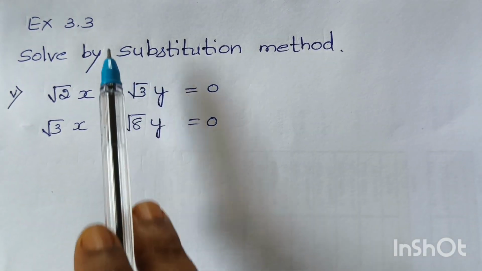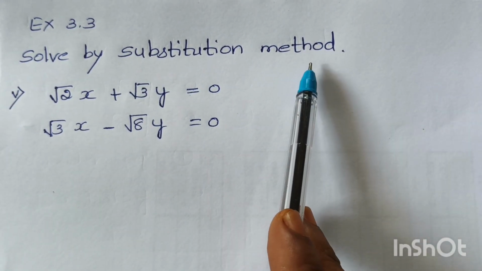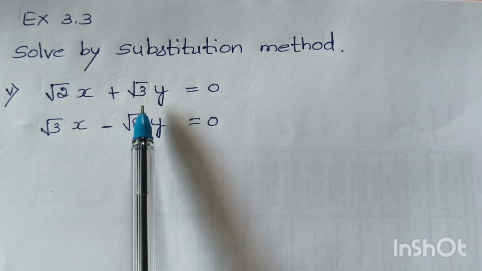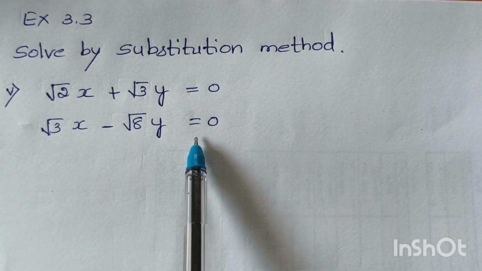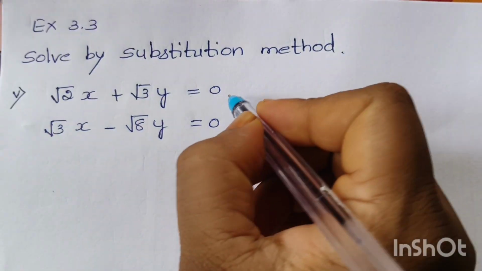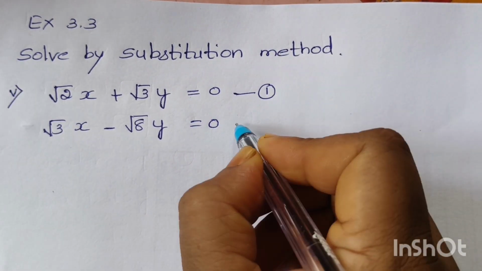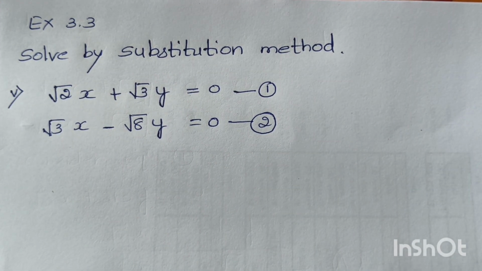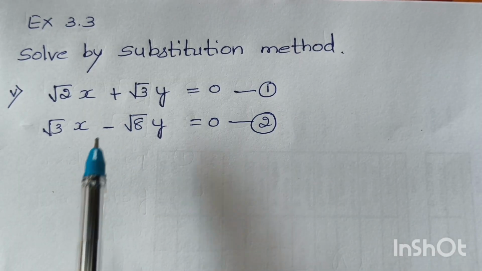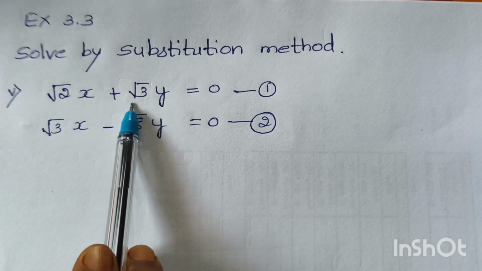Exercise 3.3: solve by substitution method. √2x + √3y = 0 and √3x − √8y = 0. Consider this as equation 1 and this as equation 2. To solve this by substitution method, first let us consider equation 1.